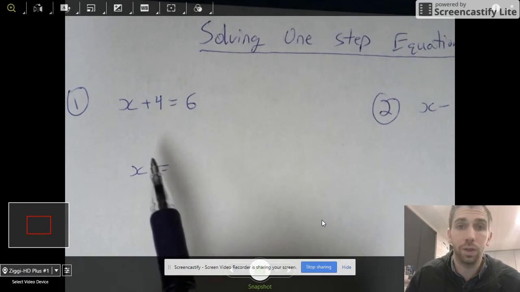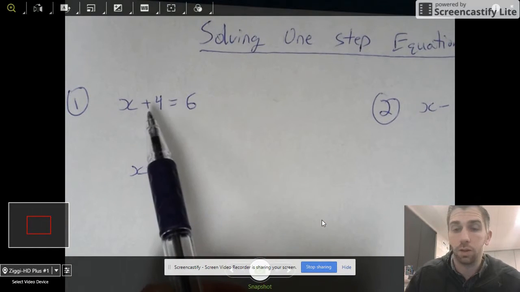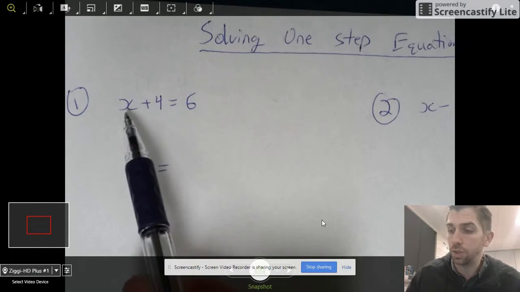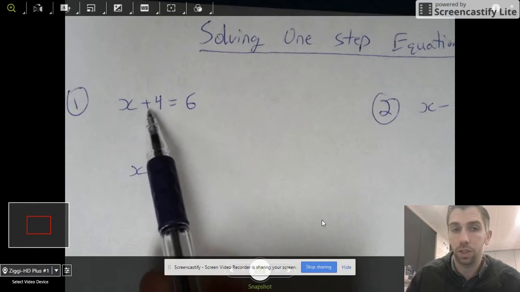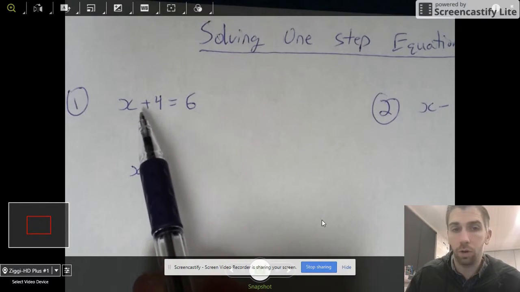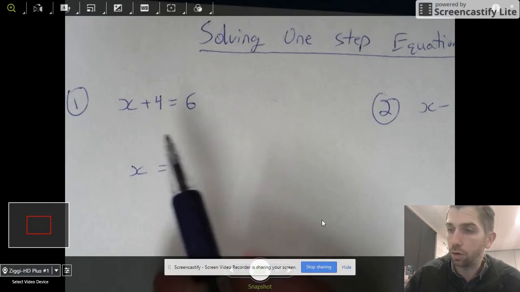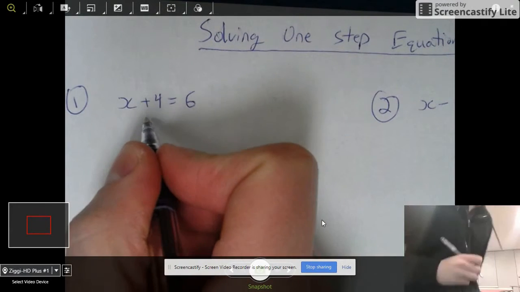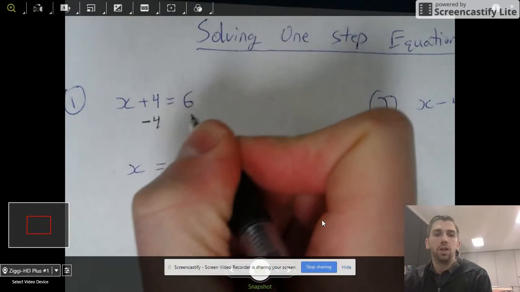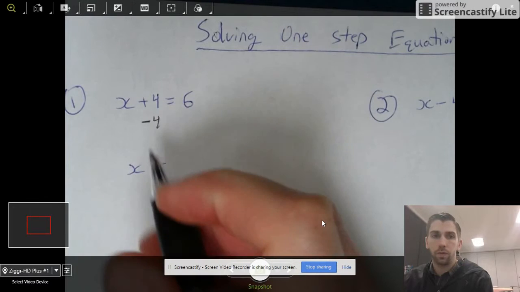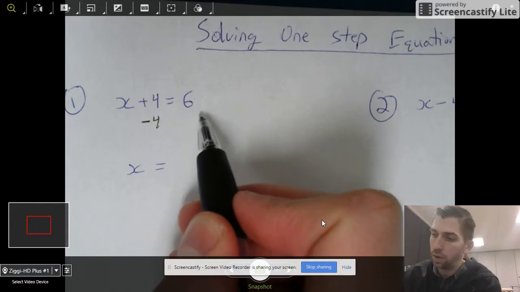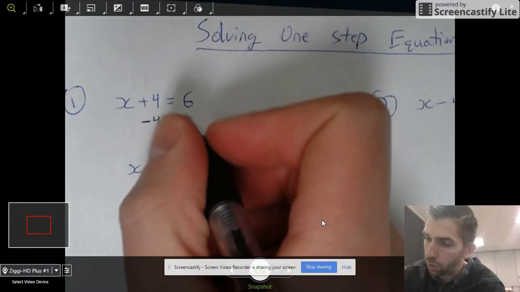So that means I need to get rid of this plus 4. So how do we do that? Well, we need to go x plus 4 equals 6. So to get rid of this plus 4, you have to do the opposite operation. The opposite of adding 4 is subtracting 4. So I'm going to subtract 4. Now, if this was a scale and I took 4 pounds away from this side of the scale, well, I need to take 4 pounds away from this side of the scale. So I'm going to also subtract 4 from this side.